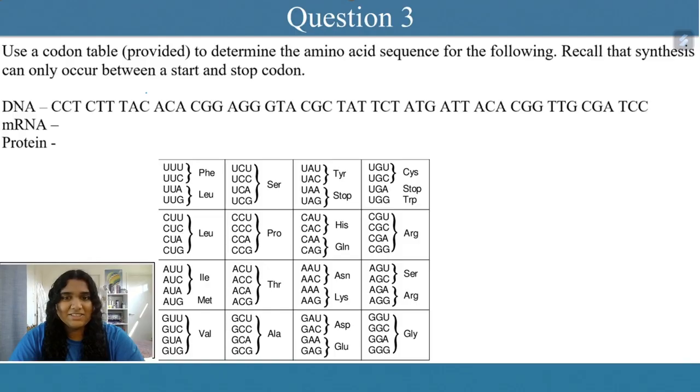Alrighty, this is question number 3. Use the codon table, which is provided right here for you, to determine the amino acid sequence for the following. Recall that synthesis can only occur between the start and the stop codon. So they've given you a little bit of a hint there, not gonna lie. This is your DNA strand. You are required to form the mRNA strand and the protein, and this is a full total of 3 marks here.